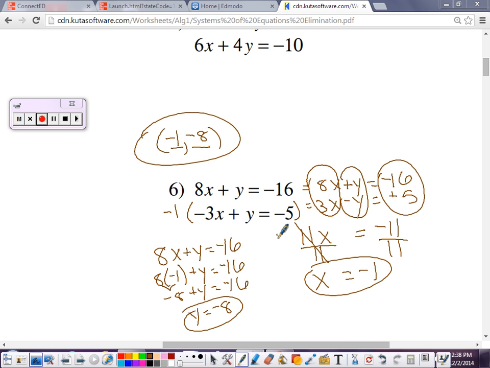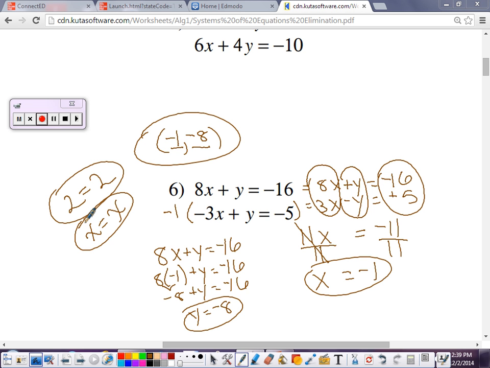You might get something that says something like 2 equals 2. All that means is that you really have the same equation happening. So if your letters, your x and your y, end up disappearing for some weird reason, and you get a statement like a number equals a number, or something equals the same exact thing, that means the two lines are really the same exact line.